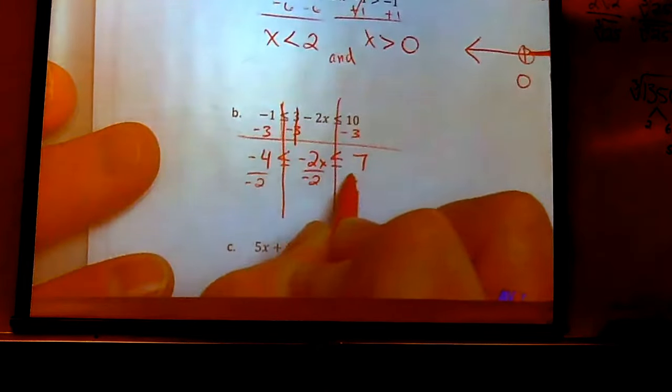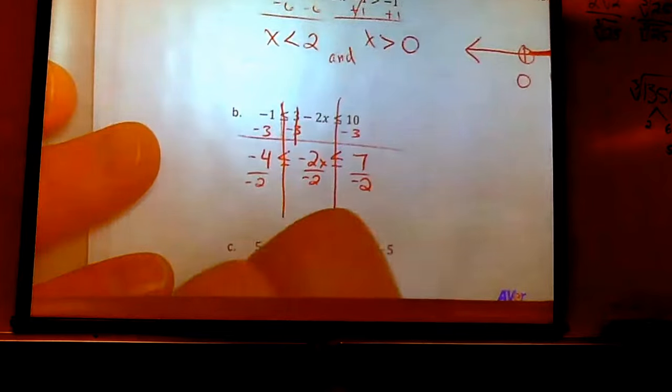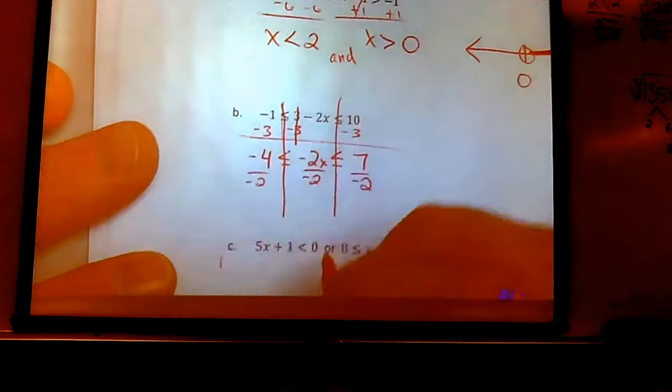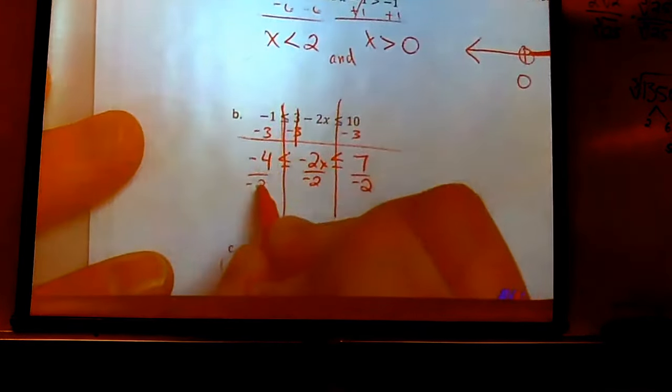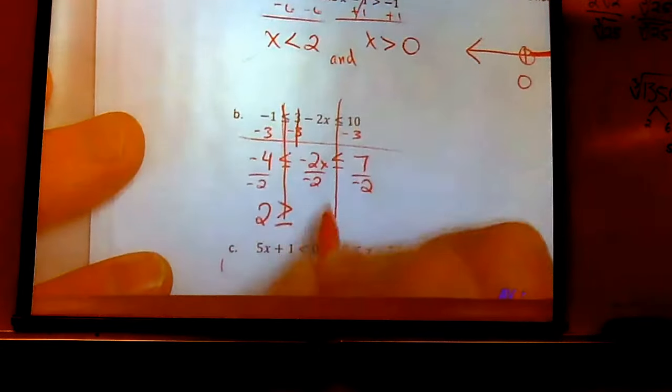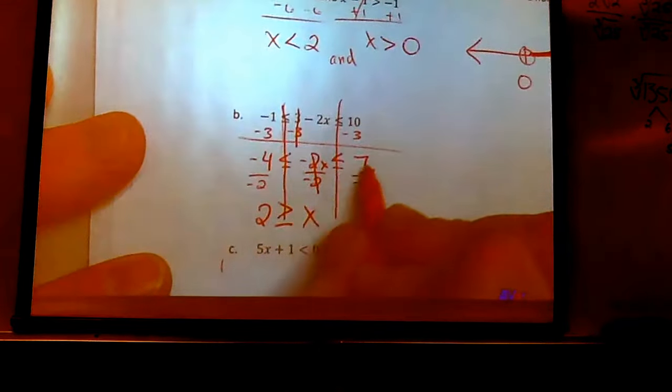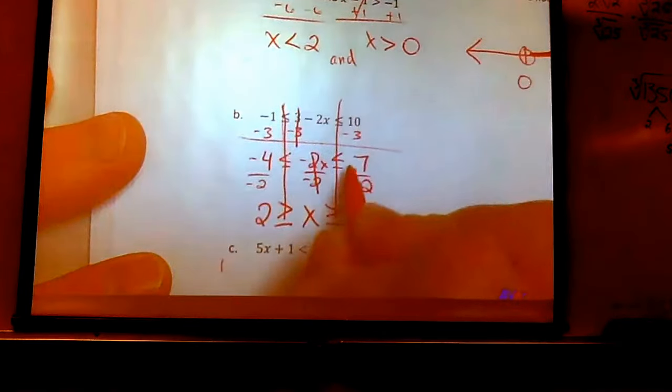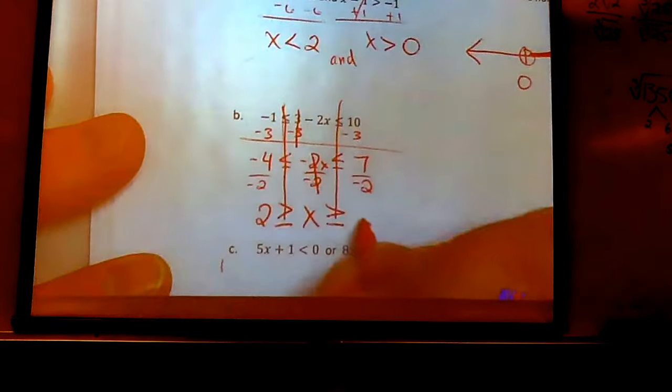Then don't you have to put this on? I was going to say, what's going to happen when we divide by negative 2? The signs are going to switch. All the signs switch. So negative 4 divided by negative 2 is 2, but then that sign is going to switch. That's just x, and then you switch that sign. 7 divided by negative 2, I'll just do it negative 3.5.